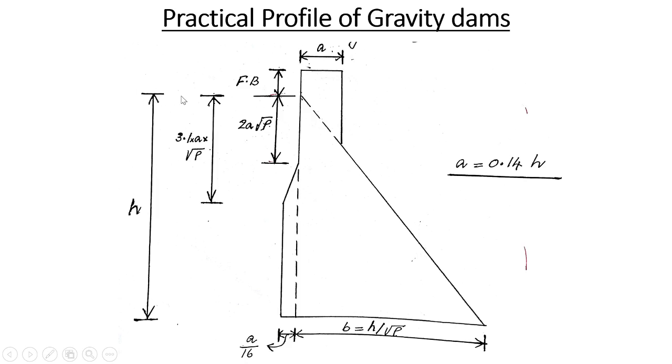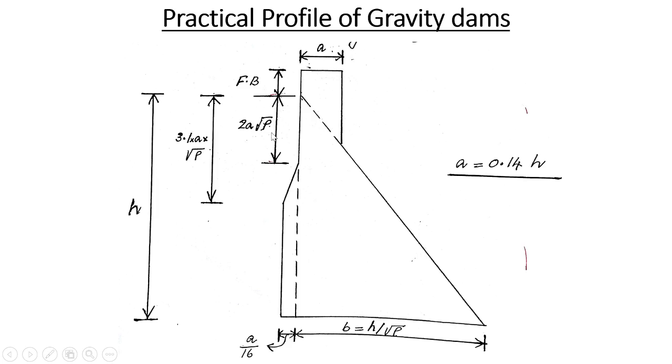After the upstream water head, a freeboard is also provided here. Then the value of A, that is the top width, can be calculated using the equation: top width equal to 14% of the height of water at the upstream.